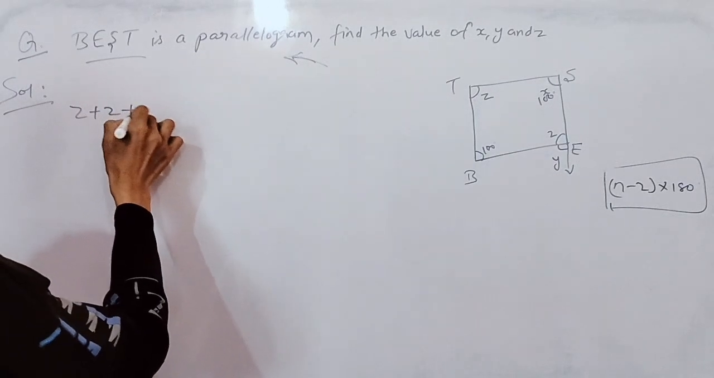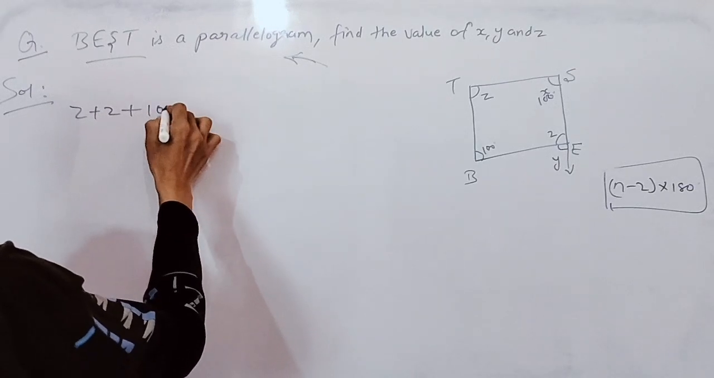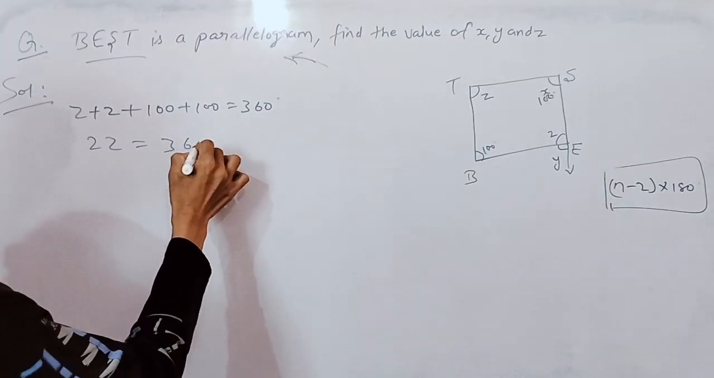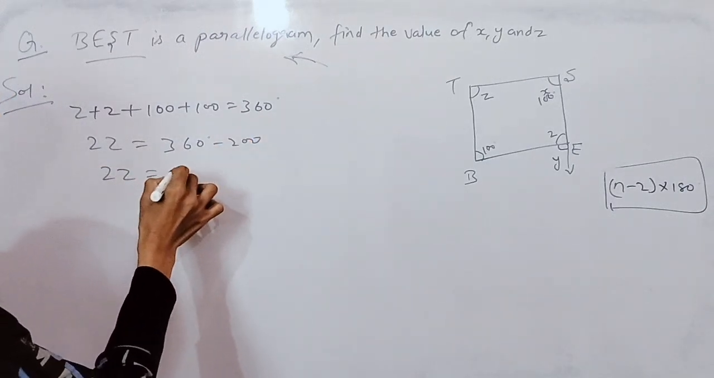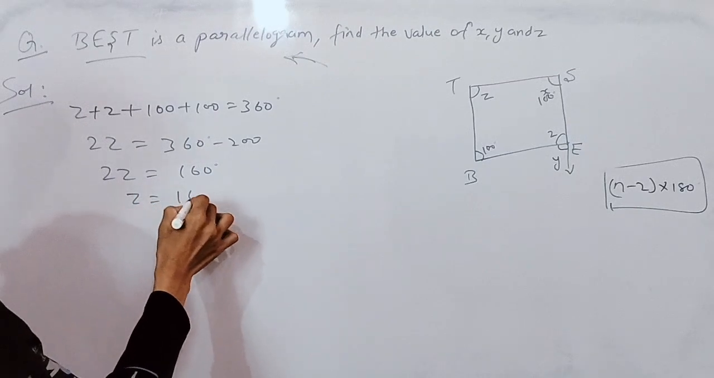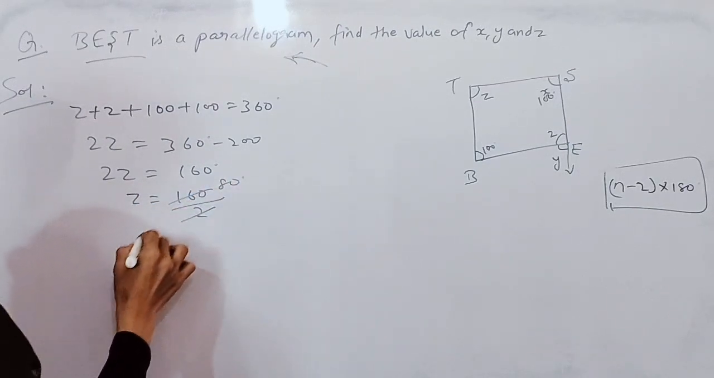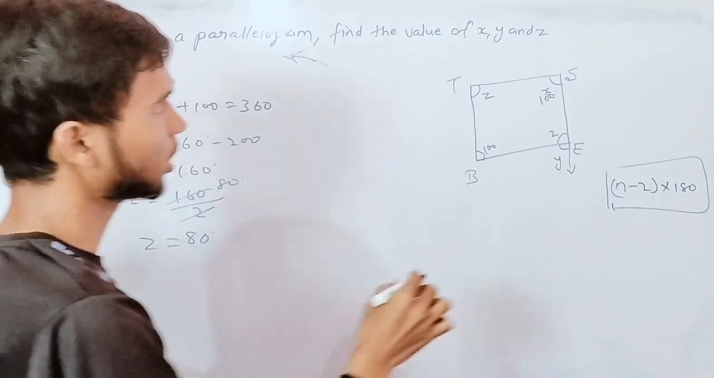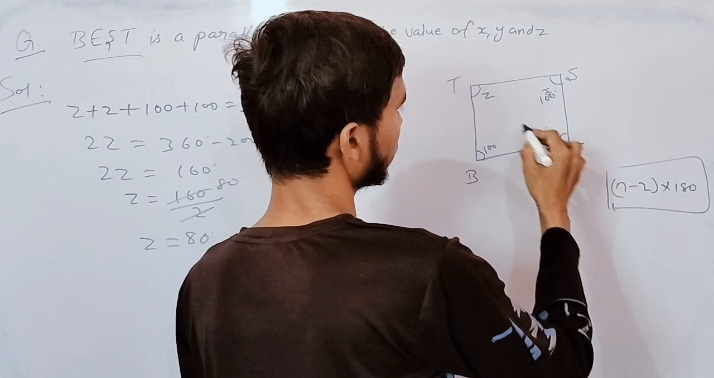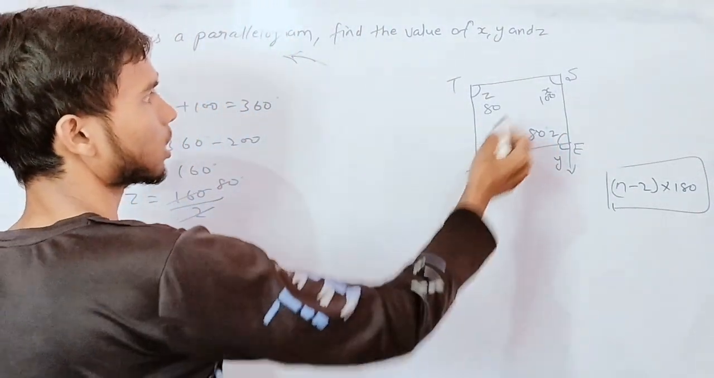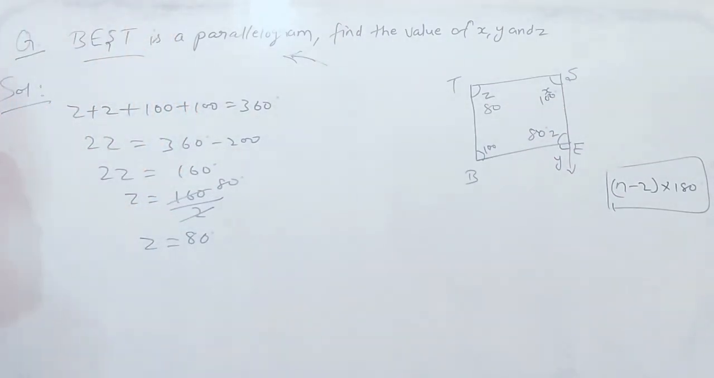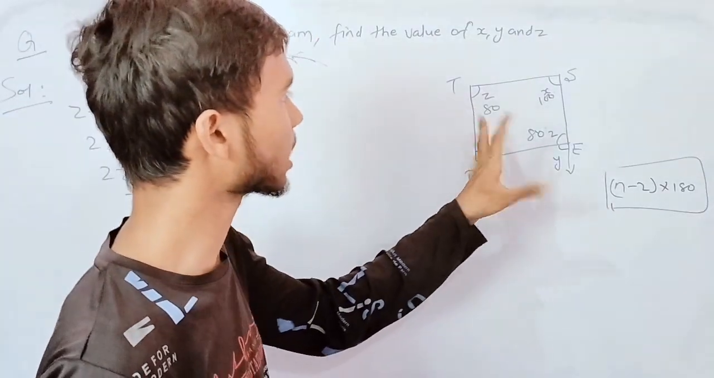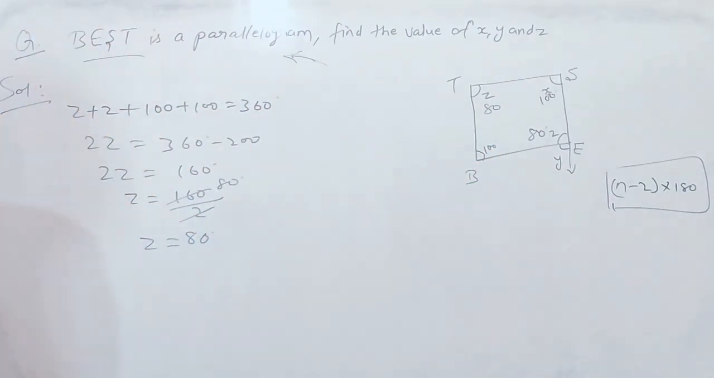So z plus z plus 100 plus 100 is equal to 360. 2z is 360 minus 200, so 2z is 160. Z is equal to 160 upon 2. So z came as 80. Clear? Where is the z? This is 80, then this would be 80. 100, 200, 280, 360. Clear? So both opposite angles will be equal when the quadrilateral is a parallelogram.